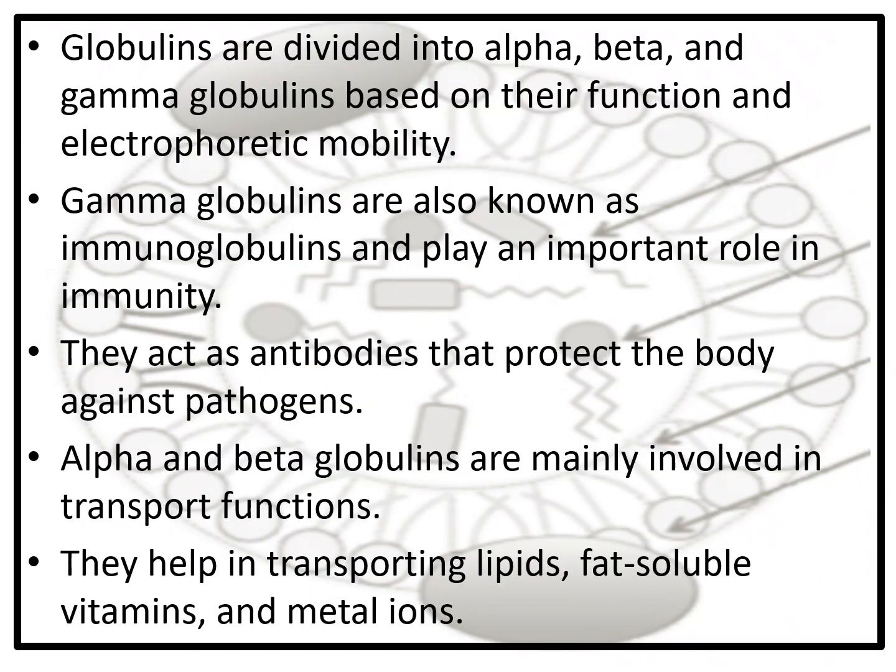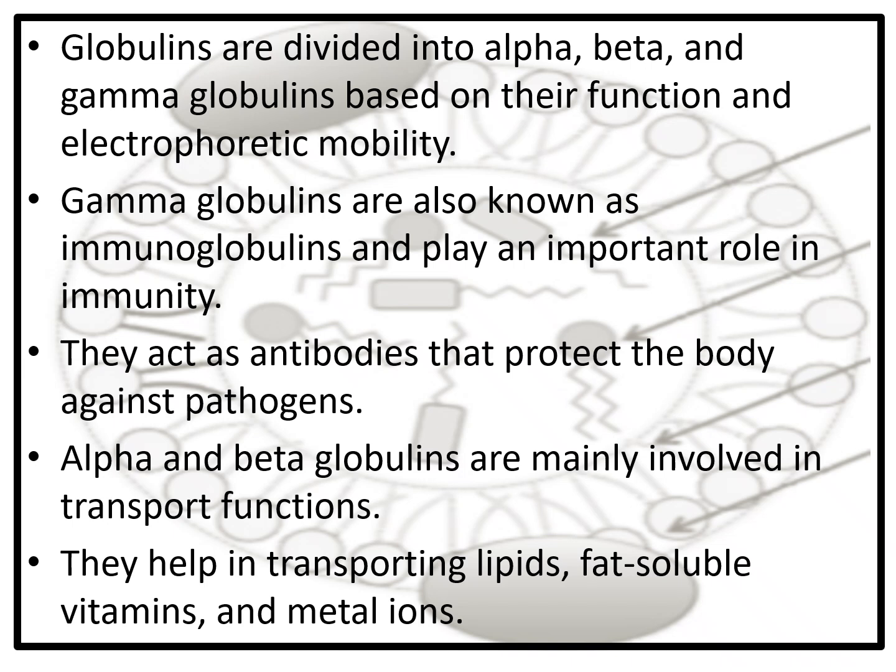The next one is the globulins. These globulins are divided into three major parts: alpha, beta, and gamma globulins, based on their function and electrophoretic mobility. Gamma globulins are also called as immunoglobulins, which is, as we all know, the first line of defense.